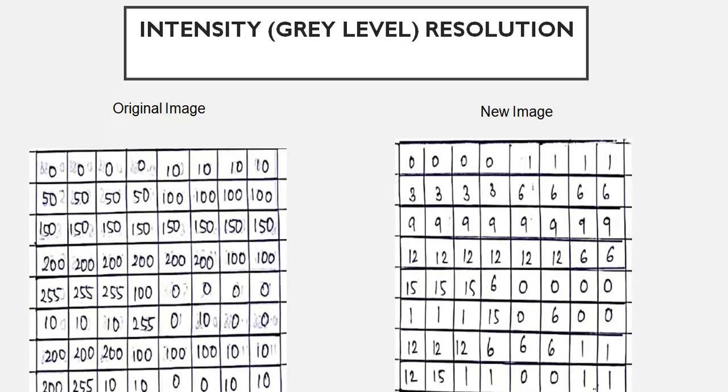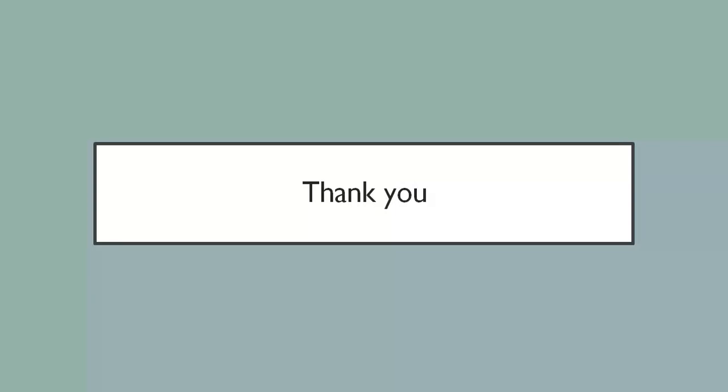In the original image, the range was from 0 to 255. In the new image, it has now been mapped to 0 to a maximum value of 15. So 255 becomes 15 in the new image. That is how we can reduce the intensity resolution or gray level resolution. So this is it about spatial resolution and gray level resolution.